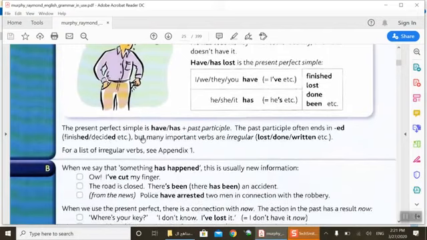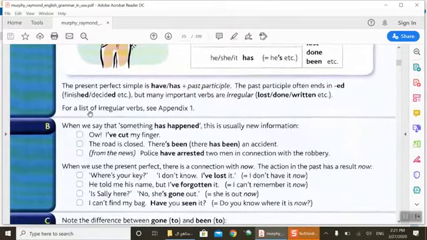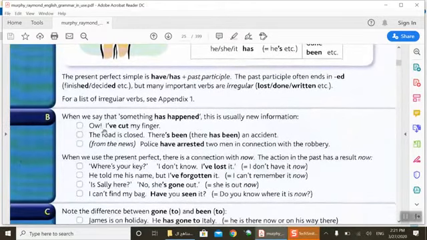The present perfect is have or has plus past participle. This is the structure we talked about. The past participle often ends in -ed, like finished or decided, but many important verbs are irregular. You are familiar with this. B: when we say that something has happened, this is usually new information. Usually we use it for new information.